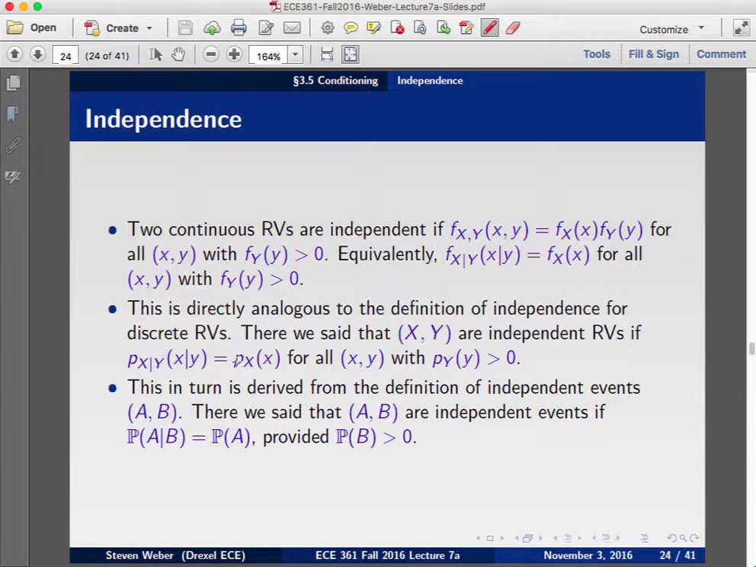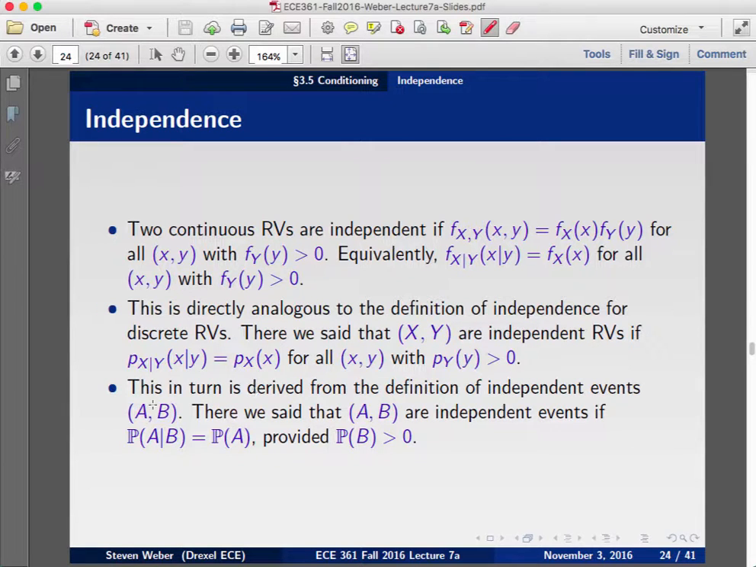In other words, knowledge of y has no effect on the probability of x. If that's true for all x and y, then again, x and y are independent. And both of these, the continuous notion of independence and the discrete notion of independence, are directly analogous to the original concept that we defined, which is independence of events.